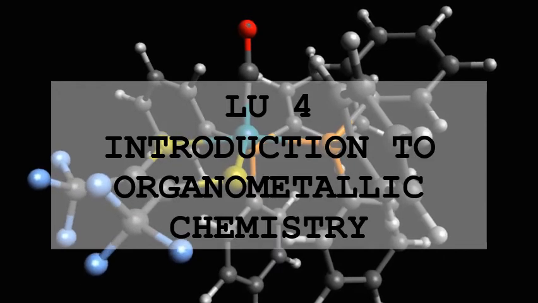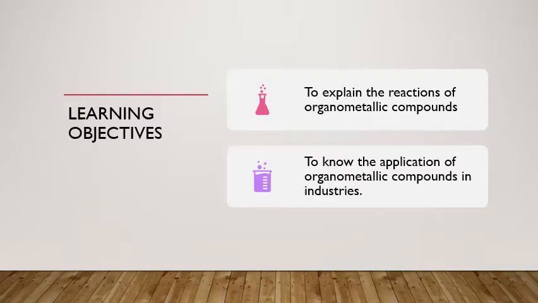Okay, these are our learning objectives. The first one is to explain the reactions of organometallic compounds. In this part, we will learn about different types of reactions that occur for the organometallic compounds. And the second objective is to know the application of the organometallic compounds in various industries.